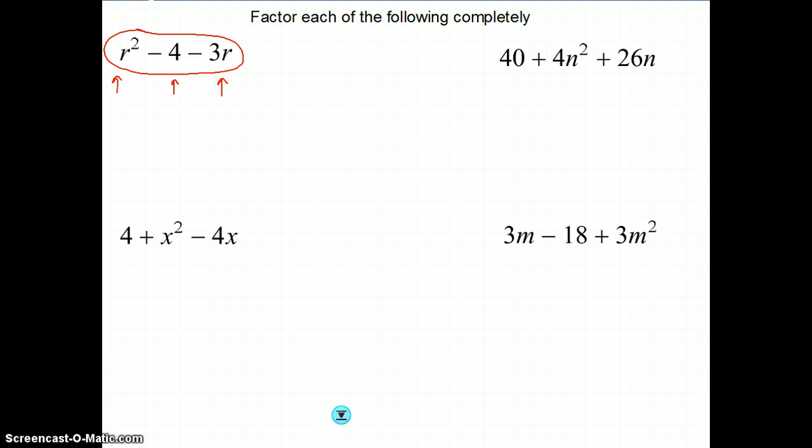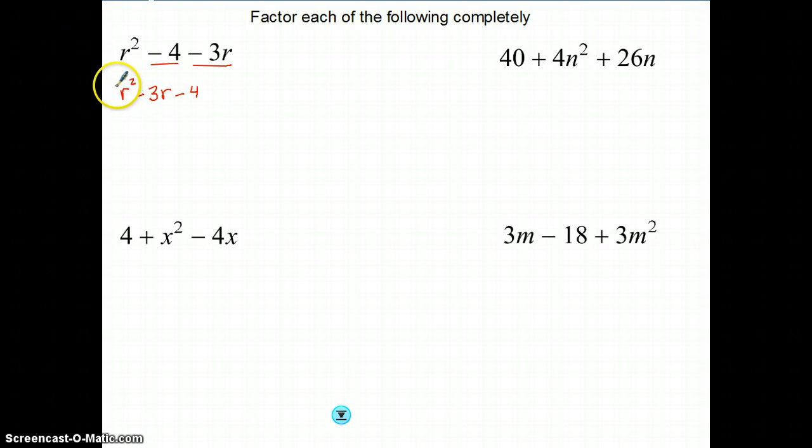What I need to do is rearrange these so I have the most r's in the first term, that's my r squared. And then after that I have r to the first, which would be this negative 3r. And then after that I have the term with no variables at all, which would be my negative 4. Now that I've rearranged this so that my exponents go from highest to lowest, I may factor it as we just discussed on the previous slide.